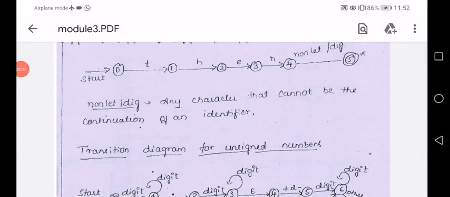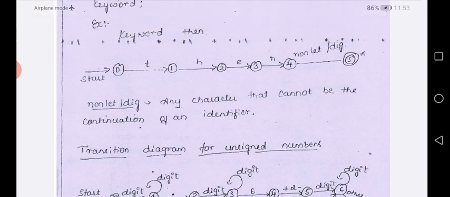See here, then is a keyword, right? If I write then full stop, or then semicolon, in code, should it be considered a keyword? No. Then is a keyword, it should not be followed by anything else. That's why state 4 to state 5 is labeled non-letter or digit. It should not be followed by any letter or digit.